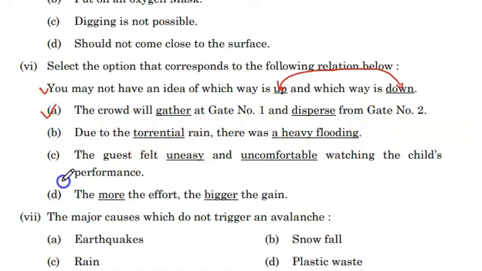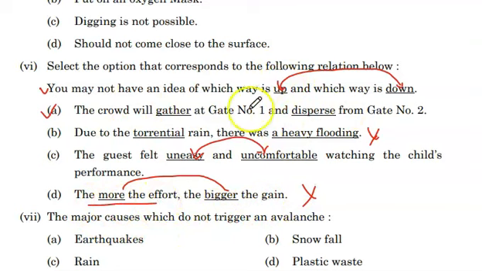Now let us see B, C, D also. Due to torrential rain, there is heavy flooding. No, it is talking about logging and flooding. The guest felt uneasy and uncomfortable. This is similar. Uneasy and uncomfortable. It's not. The more effort, the bigger gain. So the statement is not talking about effort and gain. It is talking about getting entrapped and coming out. Hence, the answer will be the proper relation is shown by statement A.